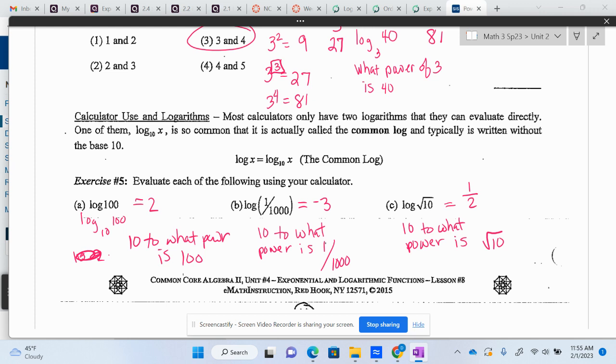So on your calculator, I just want to show you, you have a log button. It's like right next to the 7. Do you guys see that? So if you were to put in log 100, it better give you a 2. Okay. Now, not all of the problems that we do are going to be log base 10.